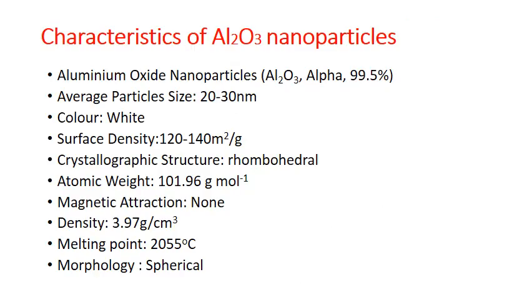These are the characteristics of the aluminum nanoparticles. Aluminum oxide, alpha phase, 99.5% pure. Average particle size is 20 to 30 nanometers. Color is white. Surface area is 120 to 140 square meters per gram. Crystallographic structure is rhombohedral. Magnetic attraction is none. Density is 3.97 grams per cubic centimeter. Melting point is 2055 degrees.